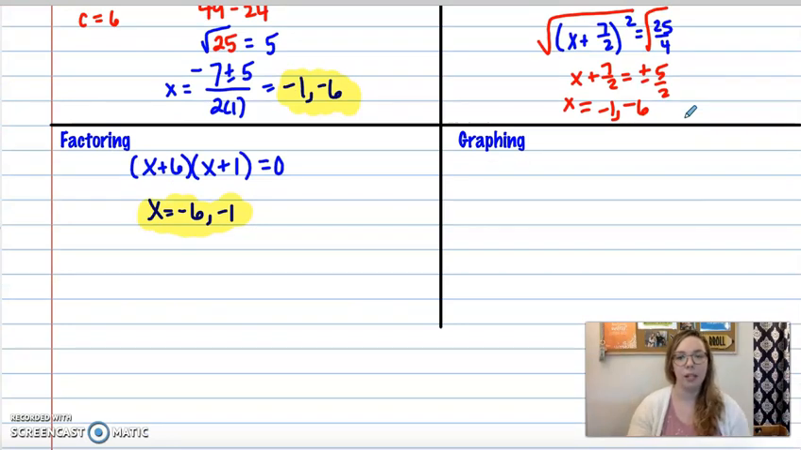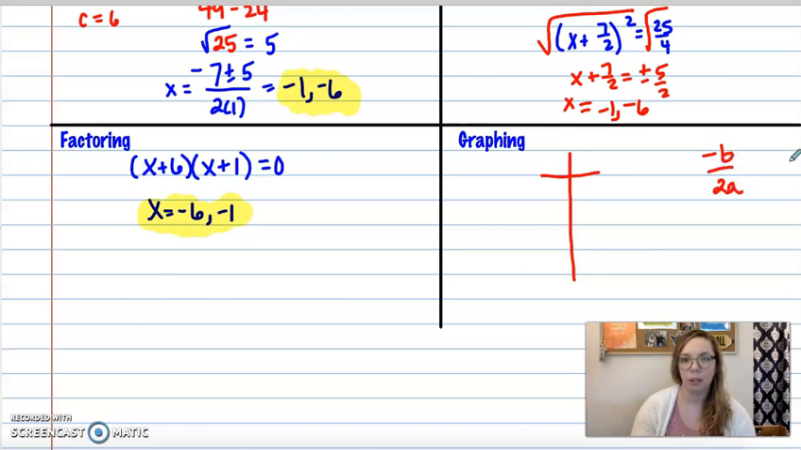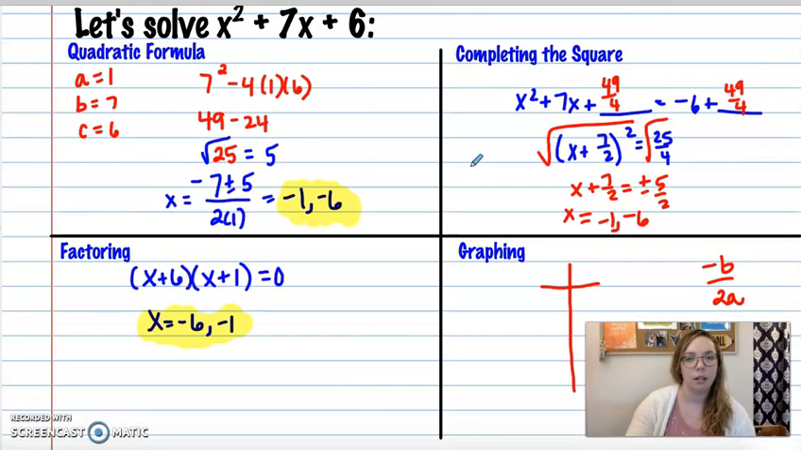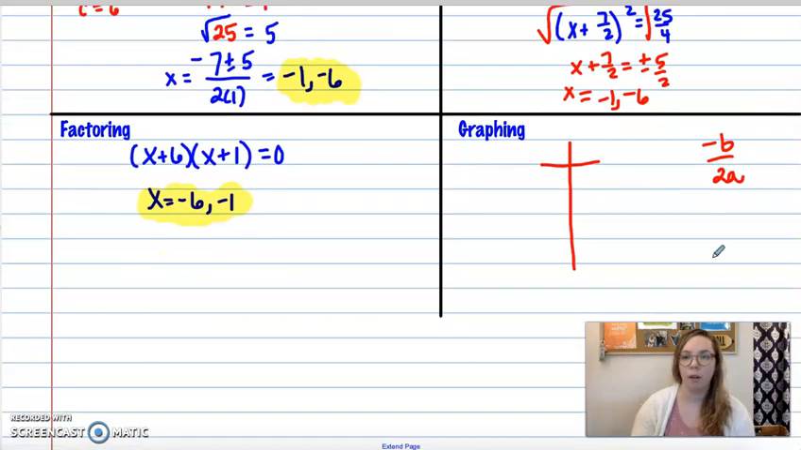And then graphing, let's look at making a t-table here. So we do the opposite of b over 2a. What was our b again? So negative 7 over 2 times 1 is going to give us negative 3.5. And then let's do negative 2 and negative 1, which would also give us, if this is a difference of 1.5, I need another difference of 1.5.